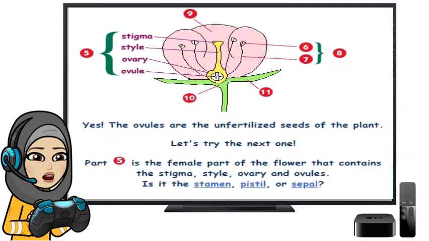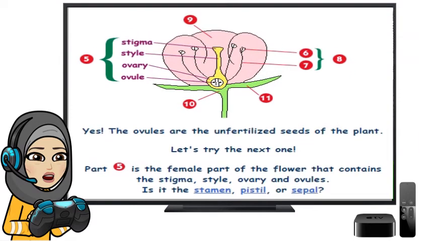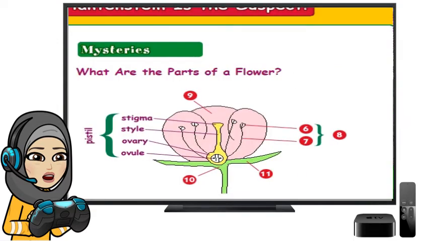Let's move now to part 5. The stigma, style, ovary, the ovules inside the ovary, all of these parts make up the female part called the pistil or carpel. Well done.